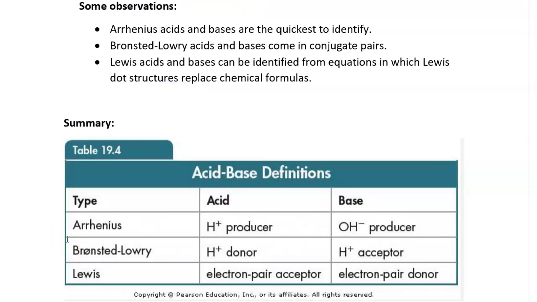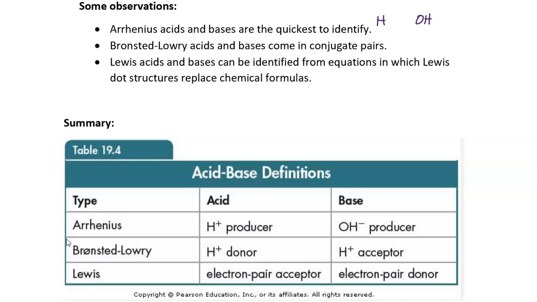Arrhenius acids and bases are the quickest to identify because you're looking in the compound to see if there's a hydrogen in there. In that case, it is an acid, or if there's an OH, a hydroxide. In that case, it's a base. And not only that, but those are the ones that we focused on earlier this year, so you're used to those.